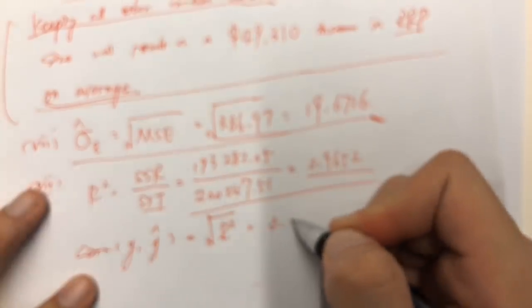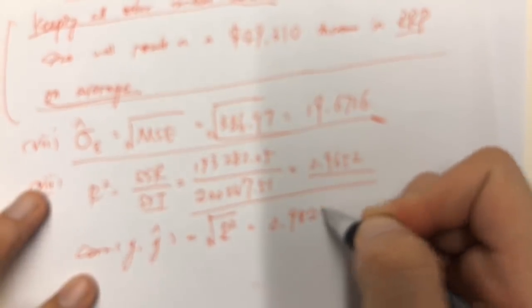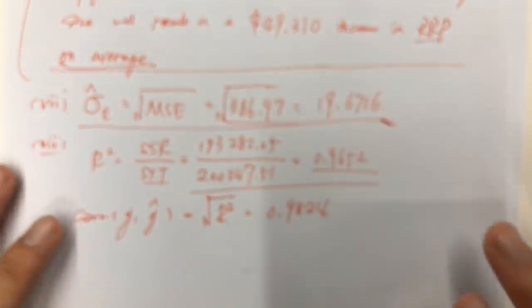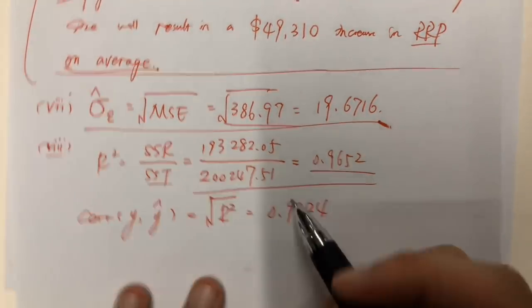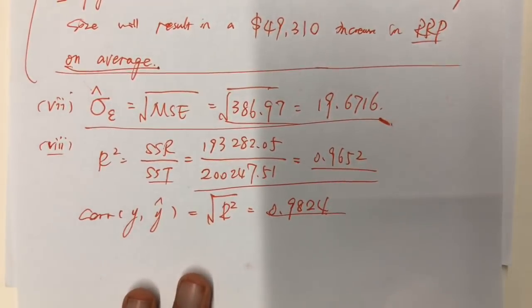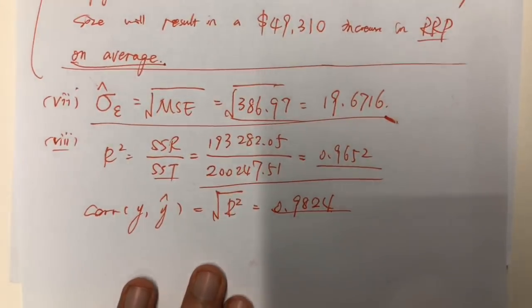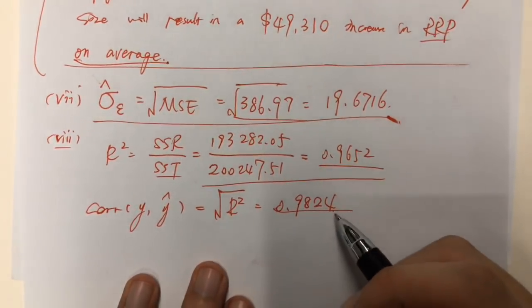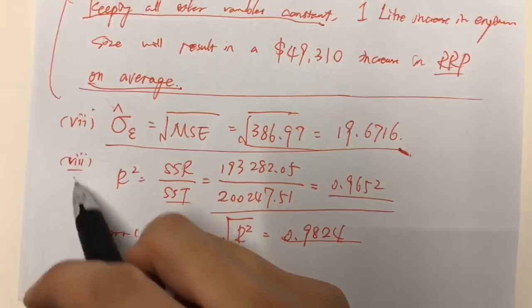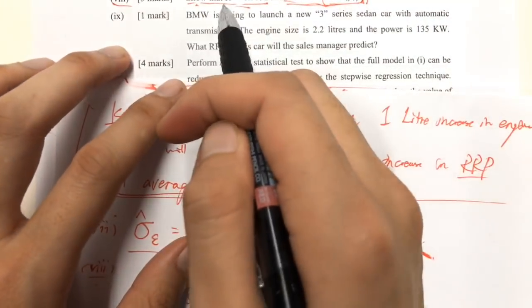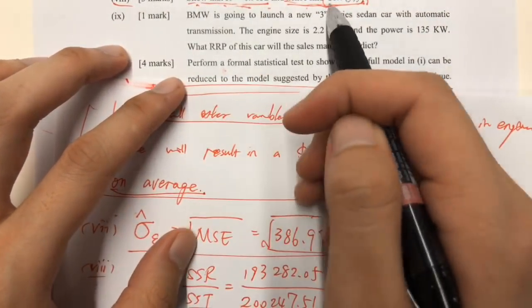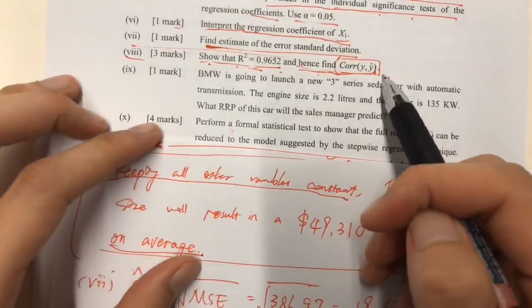Square root of 0.9652, and the result is 0.9824. Okay. Oh, what's wrong? Okay, good. So this is 0.9842. Everyone happy with that? Beautiful. Okay, so that's all about question 8. R squared equals 0.9652, and find the correlation between y and y hat.